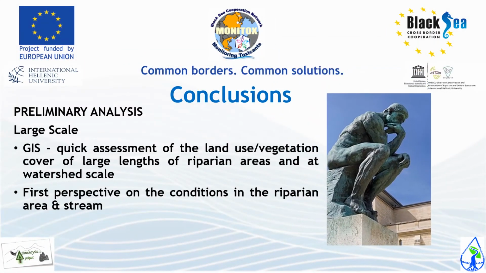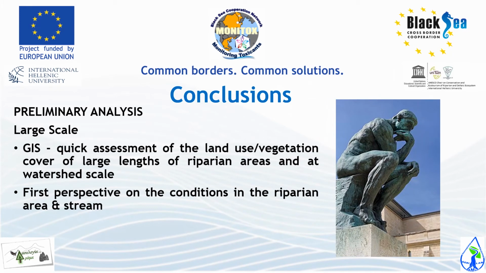So, what are our conclusions based on these different methods that we have utilized? We like to start with GIS. It will really provide you a quick assessment. It will tell you what the land uses are in the riparian area. So it provides you a really good first perspective of what is going on in the stream, in the stream channel.